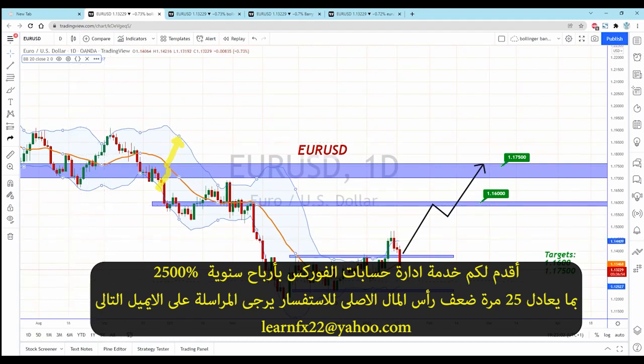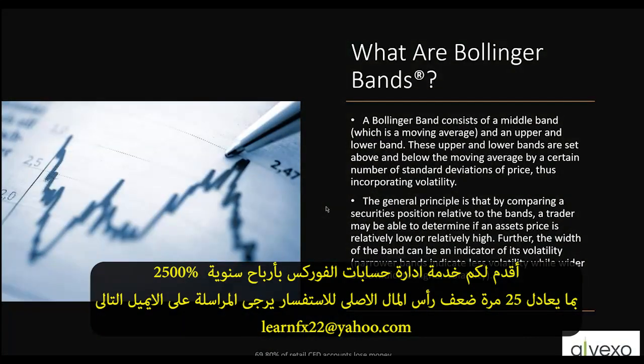So let's go over and first understand what the standard deviation is. And you're going to be surprised that when I explain it to you in what I think are layman's terms, you might comprehend it, because it took me a long time. You might comprehend what it's trying to do for you. So a Bollinger Band consists of the middle band, which is a moving average, and the upper and the lower band. These upper and lower bands are set above and below the moving average by a number of standard deviations of price, thus incorporating the volatility.